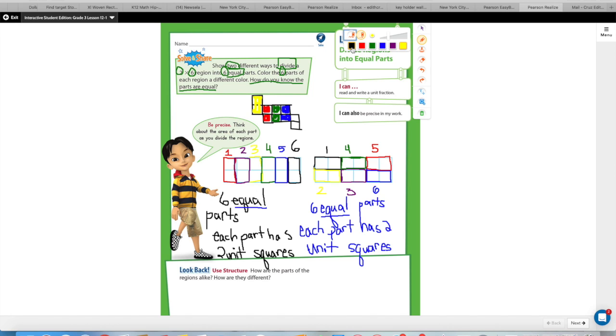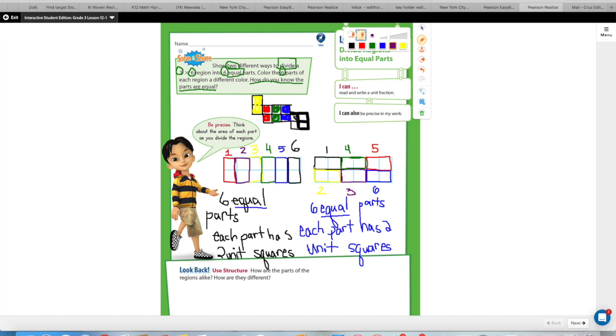Okay, so if you didn't notice the mistake, it's missing 2 unit squares. Each region should have 12 unit squares, and I only did 10. I'm trying to make sure that you guys are awake for me. Okay, so we're going to add the last 2.